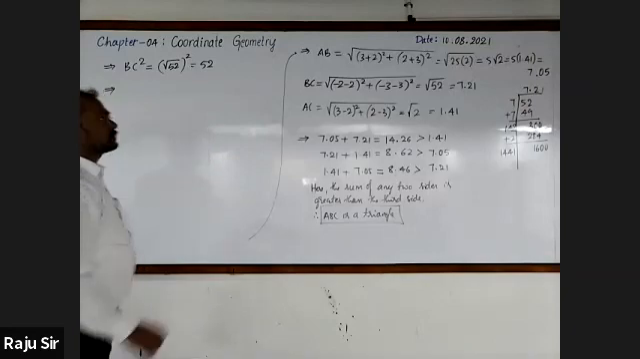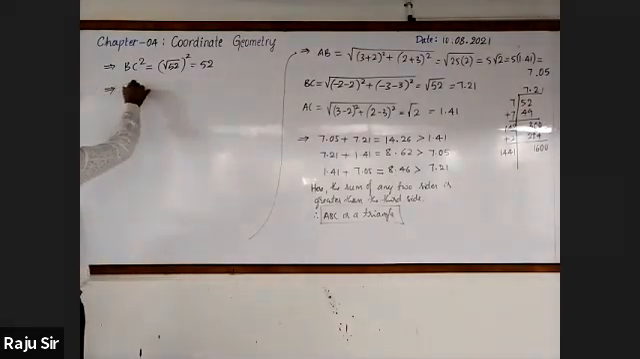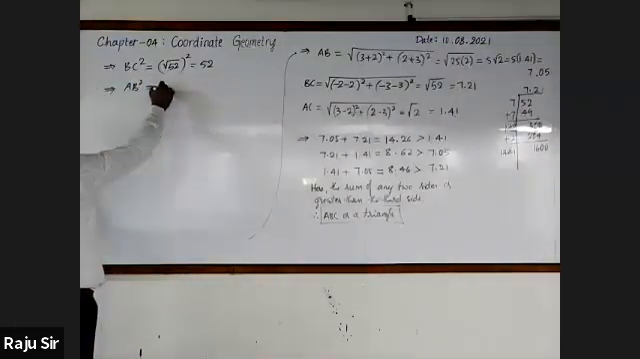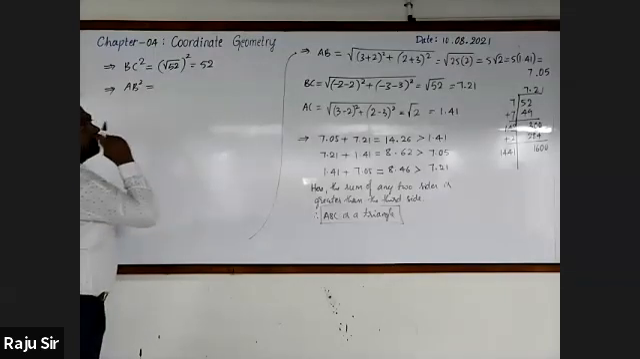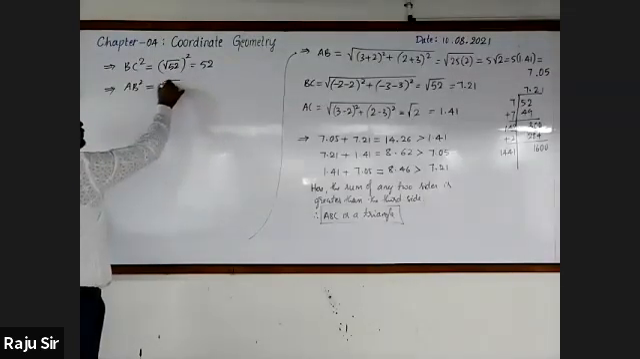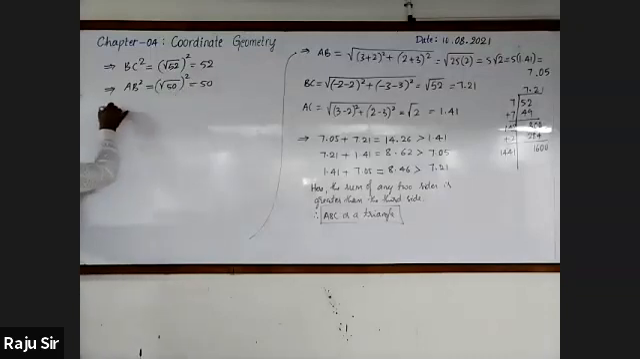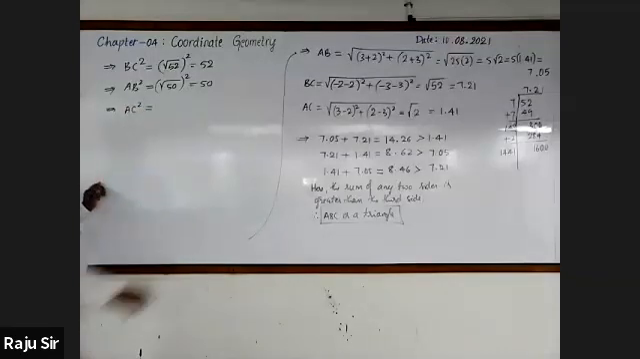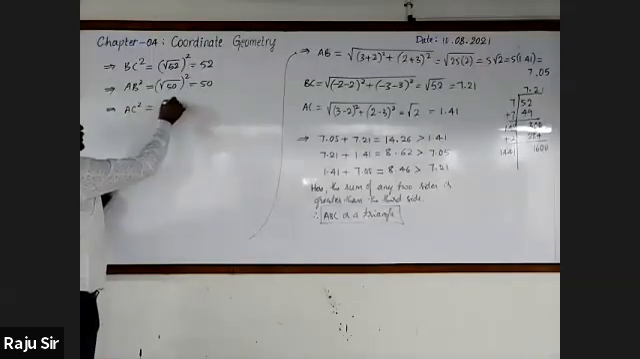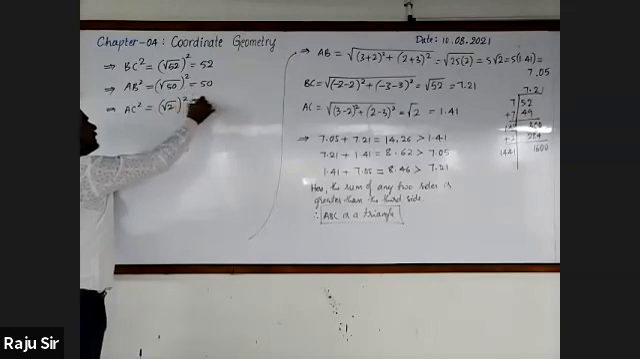Next, AB square and AC square. AB square is the square root of 50 whole square, it is 50. Then AC square is the square root of 2 whole square. It is 2.